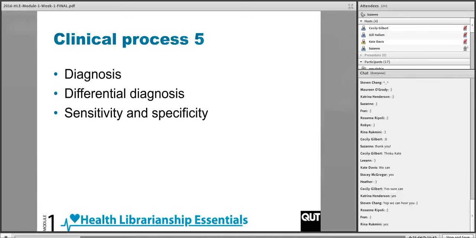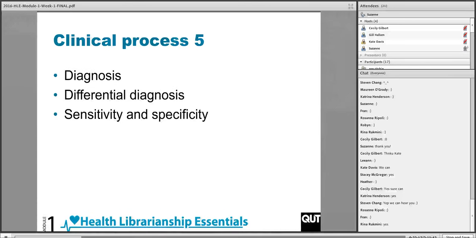Sensitivity and specificity are important concepts at the diagnosis stage of the process. Sensitivity describes how good a test is at picking up all the true cases of a disease, and specificity describes how good a test is at ruling out all the false cases of a disease. And the ideal test has high sensitivity and high specificity and is non-invasive and quick and cheap. And such a test, as you can imagine, is quite hard to find.